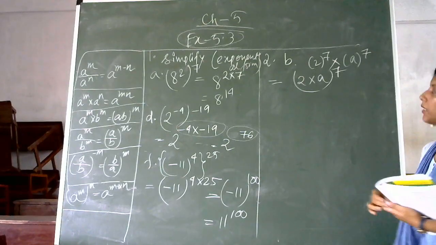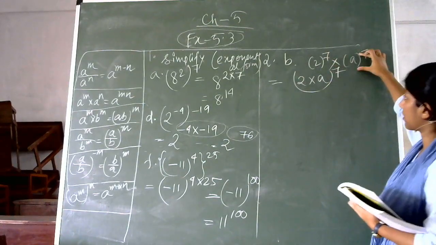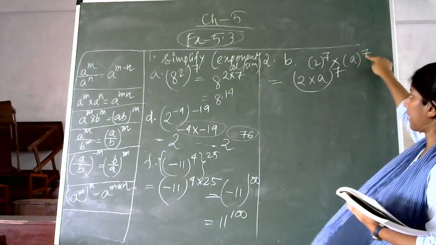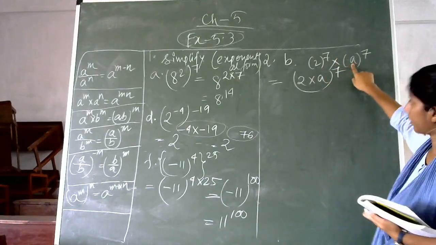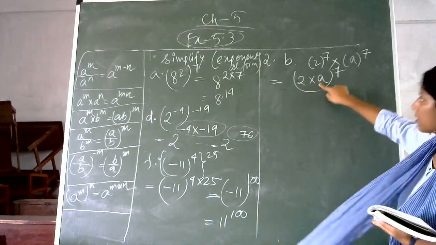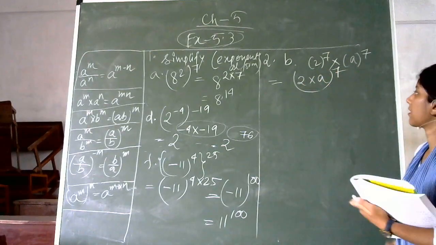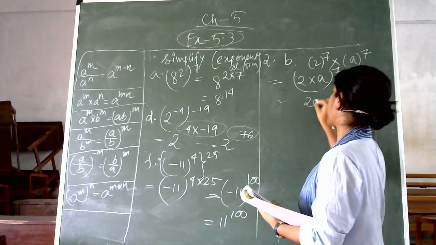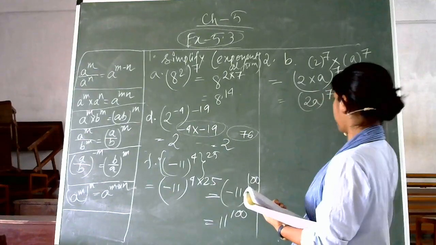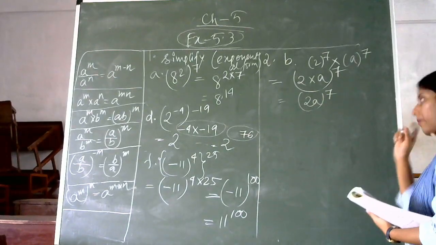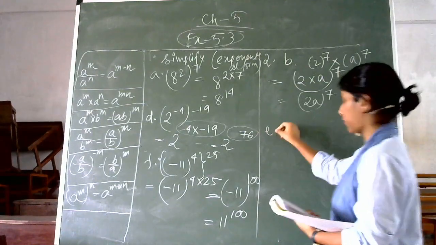So what did I say? Whenever the power is the same and the base is different, in that case what do we do? Since it's multiplication, we'll multiply the bases and write the same power, that is 7. So 2 into a is how much? 2a, whole to the power 7. So this will be your answer. Okay, next we'll be doing question number E.